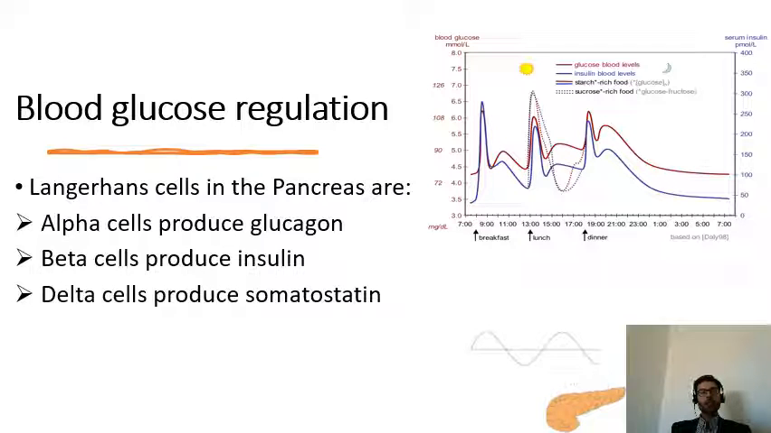We have another hormone here, which is somatostatin. Somatostatin is mainly a growth hormone, but it has another function, which is helping the balance between glucagon and insulin.